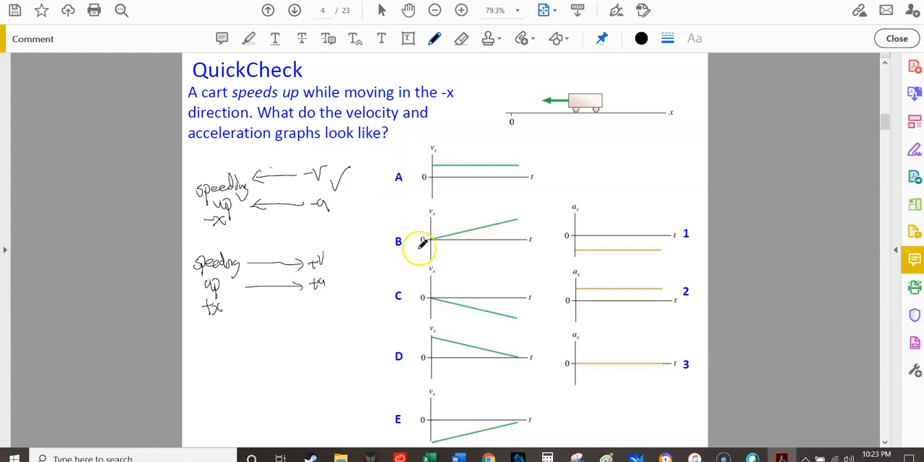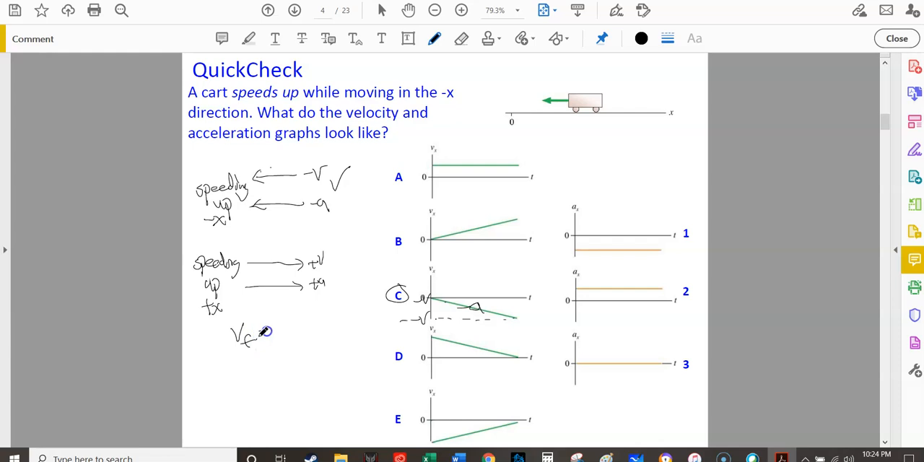Well, the only one that kind of fits this situation seems to be C. It starts off with a low negative velocity and ends up with a high negative velocity. And this is the negative acceleration that we're looking for. So this is showing that all of our velocities are negative. It starts low and starts to speed up as it's moving to the left, and it's got negative acceleration. So this looks like it's going to be our answer.